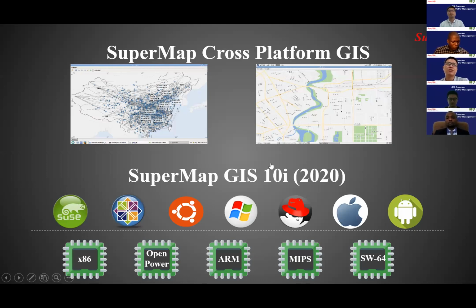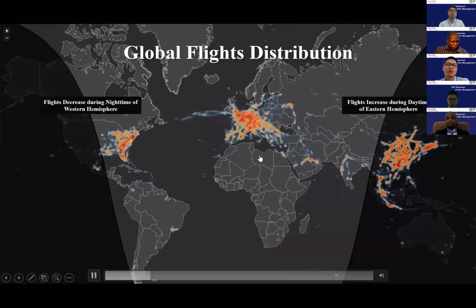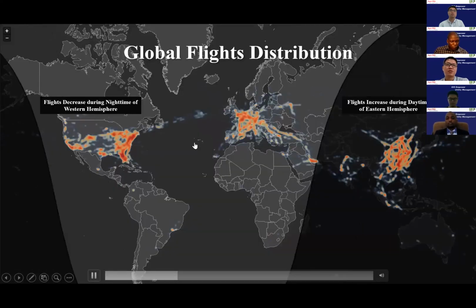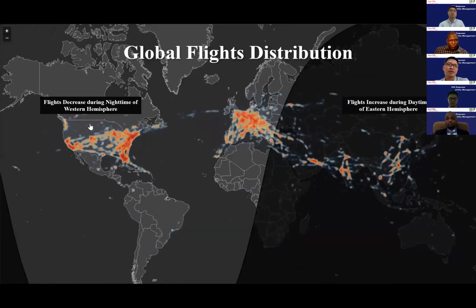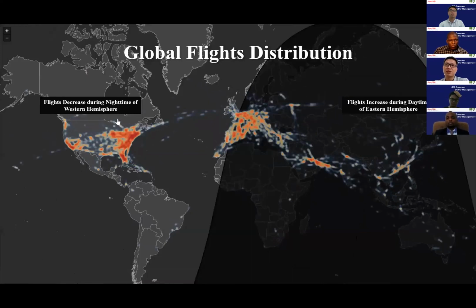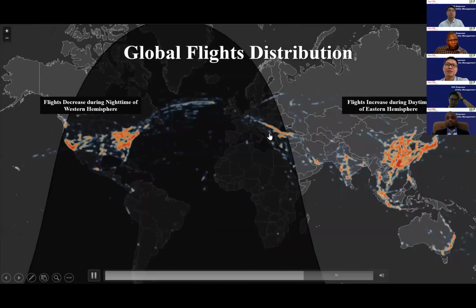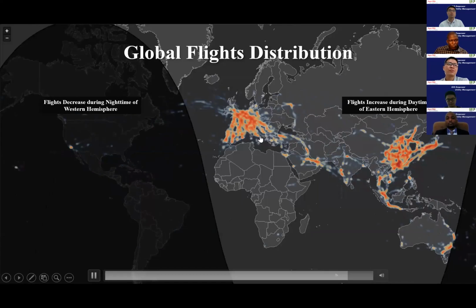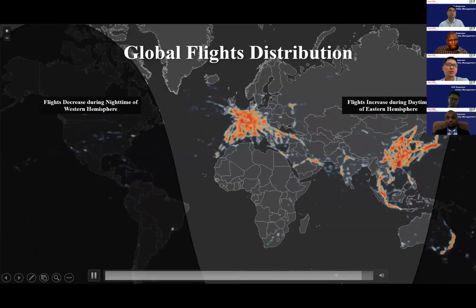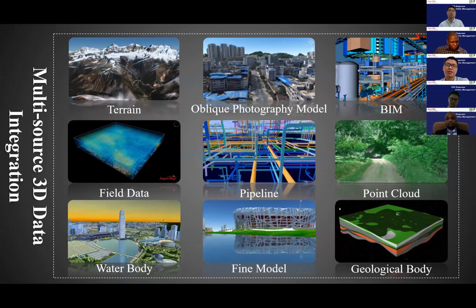So this is an illustration of the simulation of global flight distribution based on the SuperMap platform. And as you can see from this video, during nighttime, the flights decrease a lot, and during the daytime, the flights increase dramatically. Our platform can give access to multi-source 3D data, including terrain, oblique photography, field data, pipeline, water body, etc.